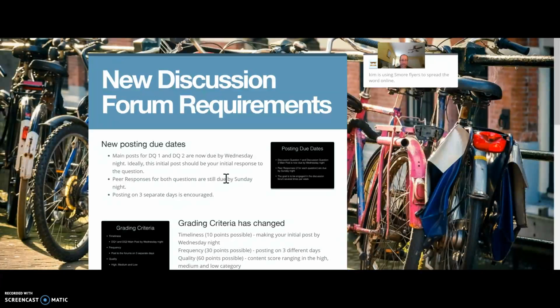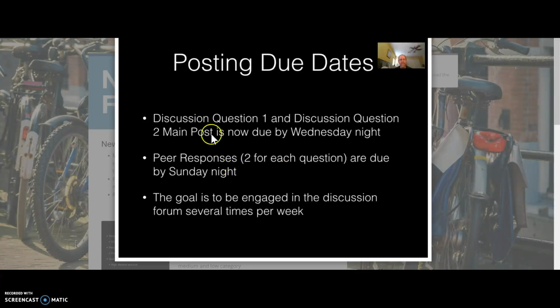So you have some time, but you definitely need to get in those first two posts for discussion one and discussion two. All postings should be on 3 separate days. This is strongly encouraged. I have it right here showing that to you. So make sure that you're aware of these posting dates. Here it is really quick, made it a little bigger. Discussion question one and discussion question two, main post is now due by Wednesday night.